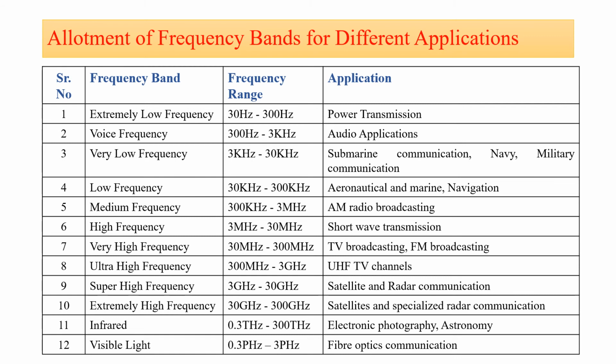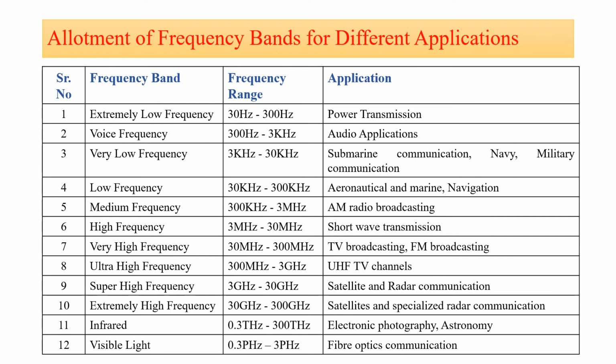Then the third frequency band, that is very low frequency, which is in between 3 kHz to 30 kHz, and which is used for the submarine communication or the navy communication or the military communication. Then the fourth frequency band, that is low frequency or LF, which has the frequency range in between 30 kHz to 300 kHz, and the frequency band in between 30 kHz to 300 kHz is used for the aeronautical and marine application or the navigation application.